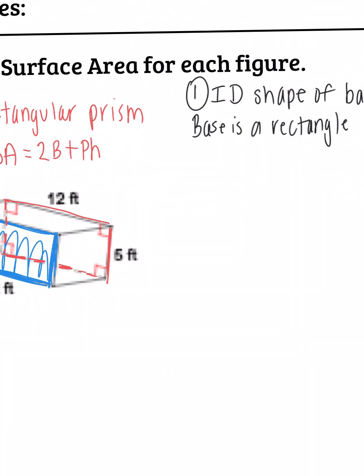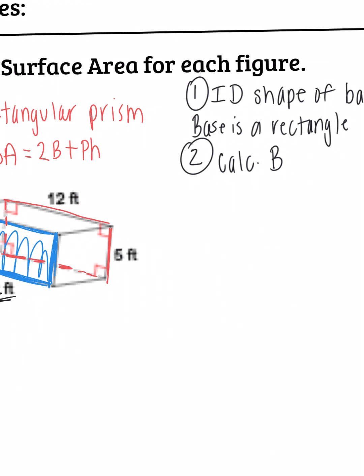Once you identify the shape of your base, what we're going to do is calculate B. Remember, capital B is not just this 12 right here, and that's what a lot of people tend to say, because that's what we're used to when we do base times height with area. Capital B is talking about the area of my base. So I actually want the area of this blue rectangle right here.